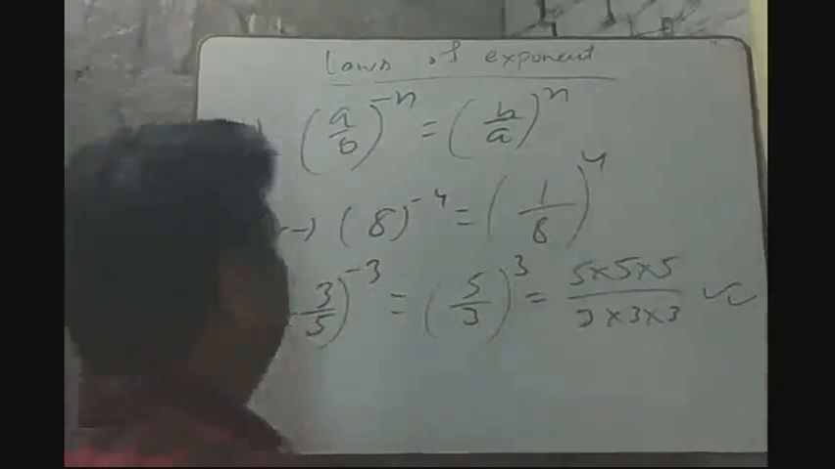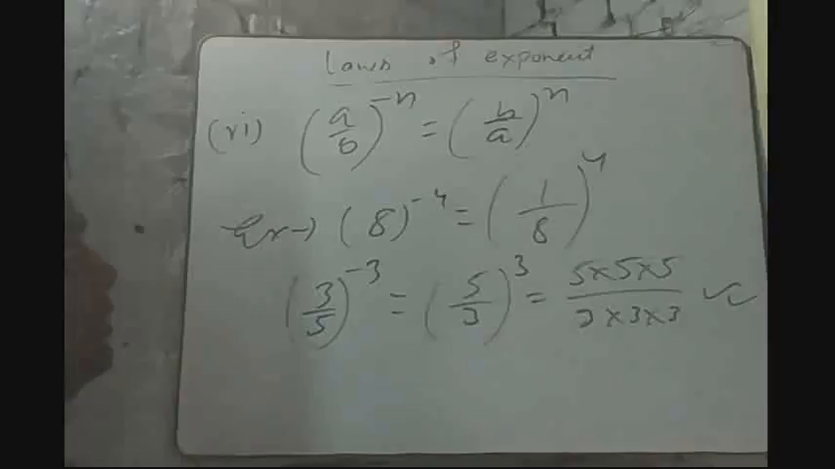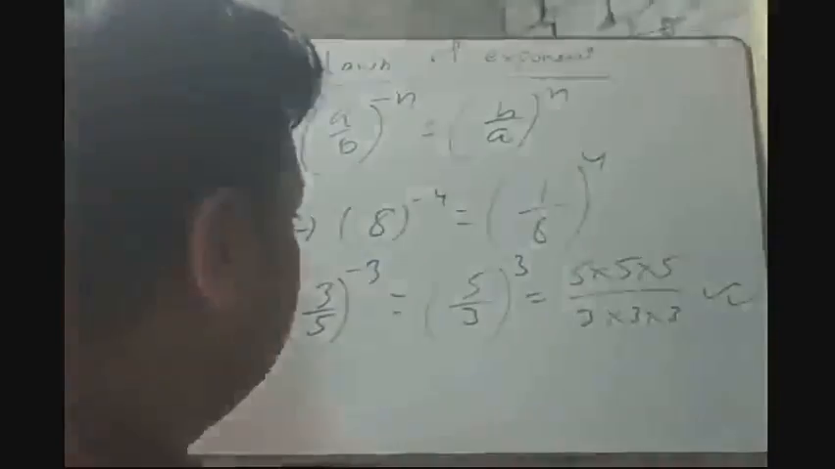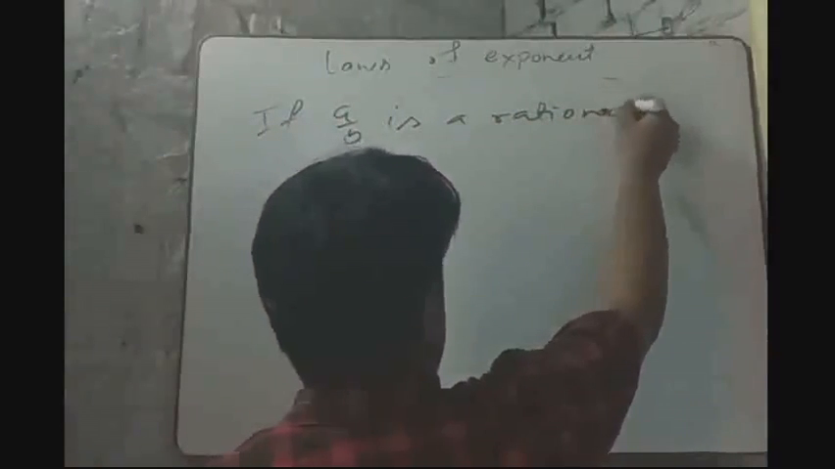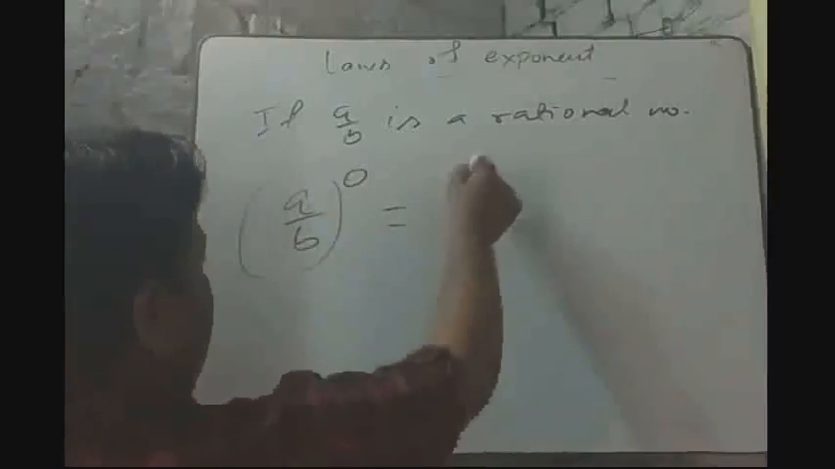So this is a very easy law. Okay. Now after this law, I am going to explain the seventh law. The seventh law says that if any rational number has power 0, then what will be its value? That is, if a by b is a rational number and a by b has power 0, then its value will always equal 1.